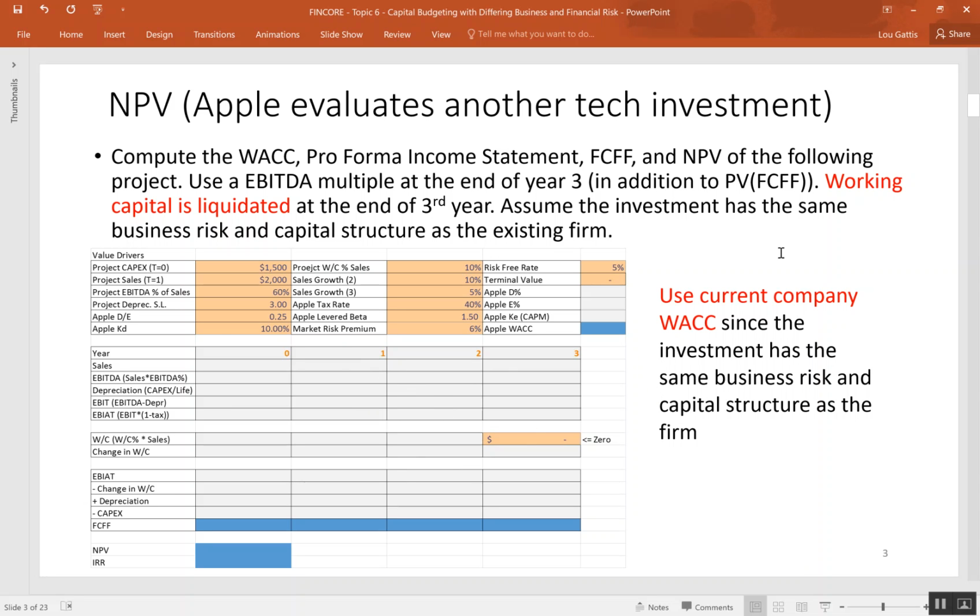And we're going to make another assumption, which is often done with finite life projects, in which the working capital is liquidated at the end of the 3rd year. We'll talk more about that.